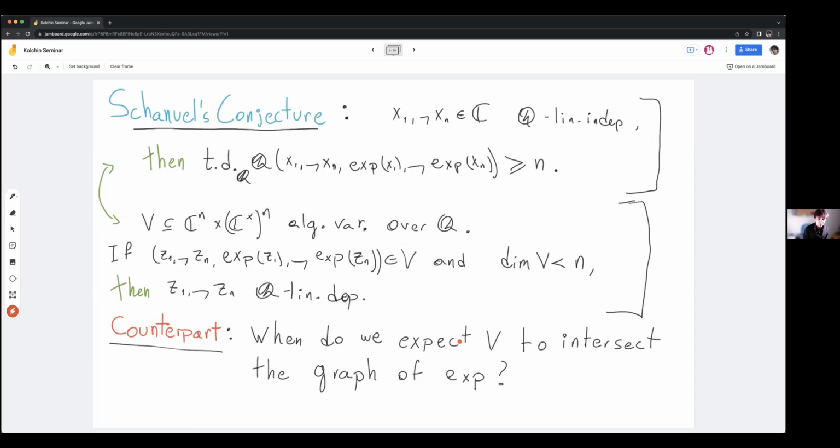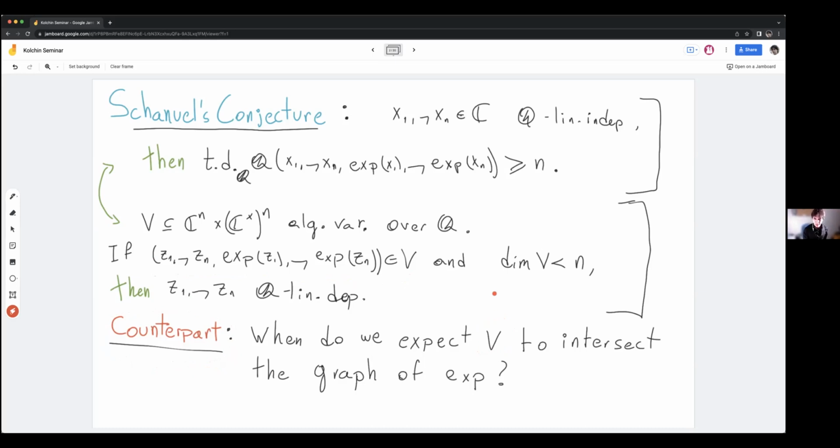And well, looking at the conjecture in this more geometric way, I think it's now not so hard to go into this counterpart problem, where you say, in general, when would we expect a variety to intersect the graph of exponentiation? The graph of exponentiation is an analytic object, and it's a transcendental analytic object. And this V is an algebraic variety from the world of algebraic geometry. So when would those two things collide?